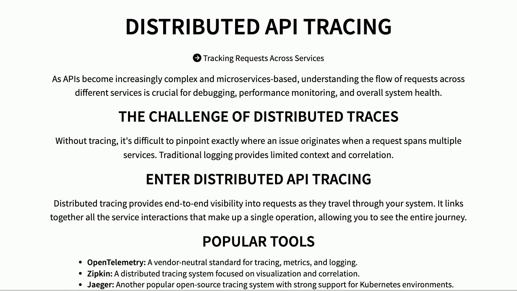Okay, let's talk about tracking requests as they move around your microservices architecture. As APIs get more complex, it's super important to know exactly what's happening behind the scenes. That's where distributed tracing comes in. Basically, it's like giving every request a digital passport that follows it through all the services involved. Without it, debugging can be a nightmare.